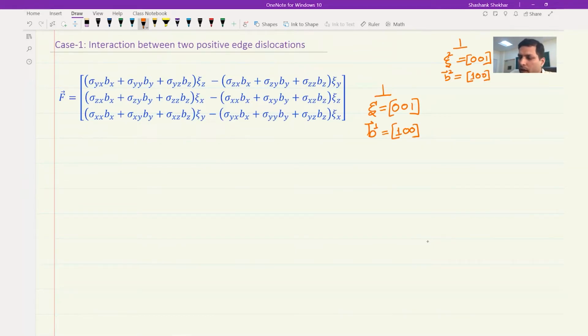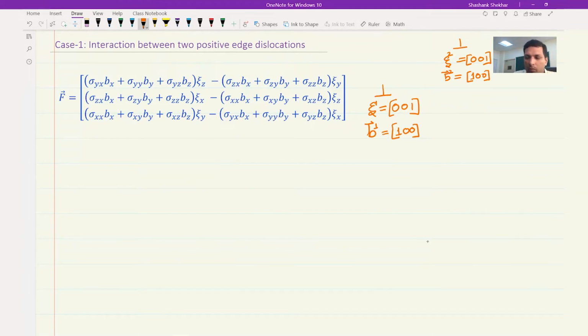So what we are saying is B2x is equal to 1, B1x is equal to 1, and B1y, B1z are 0. Similarly, E1z is equal to 1, and E1x is equal to E1y is equal to 0. Similarly, E2x is equal to 0, E2y is equal to 0, E2z is equal to 1. So that we have to keep in mind when we are solving this.